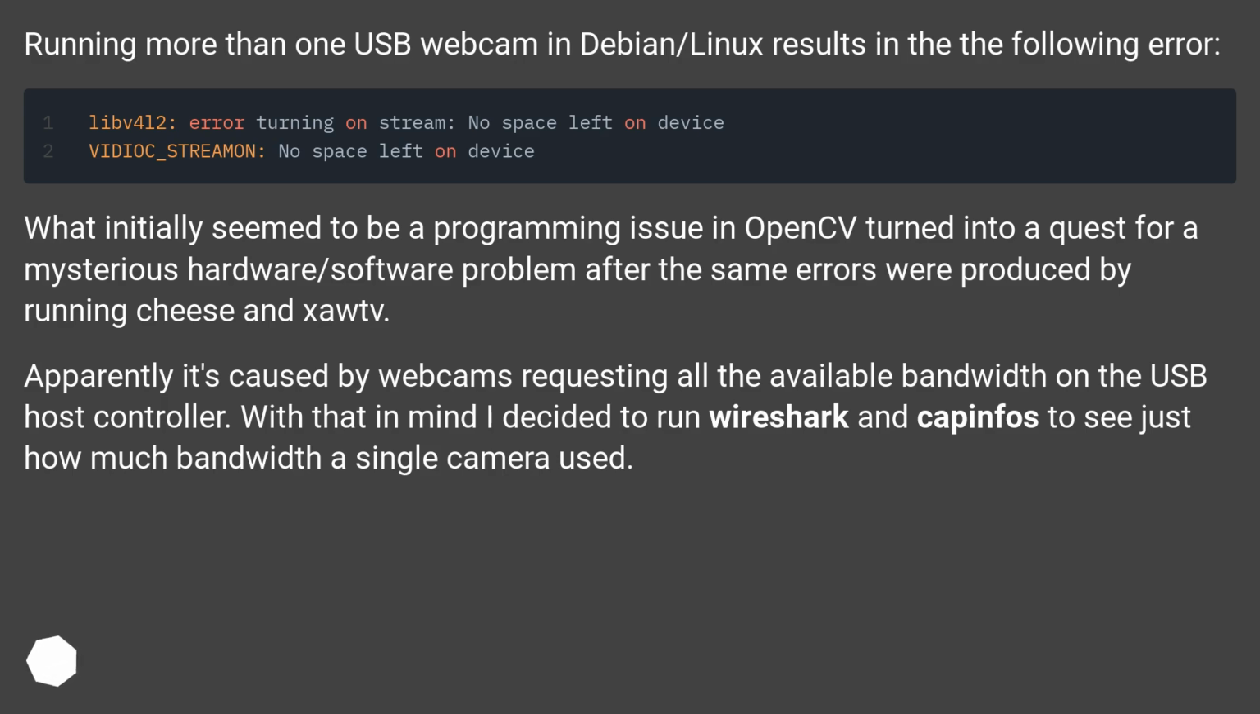the same errors were produced by running cheese and xawtv. Apparently it's caused by webcams requesting all the available bandwidth on the USB host controller. With that in mind, I decided to run Wireshark and Capinfos to see just how much bandwidth a single camera used.